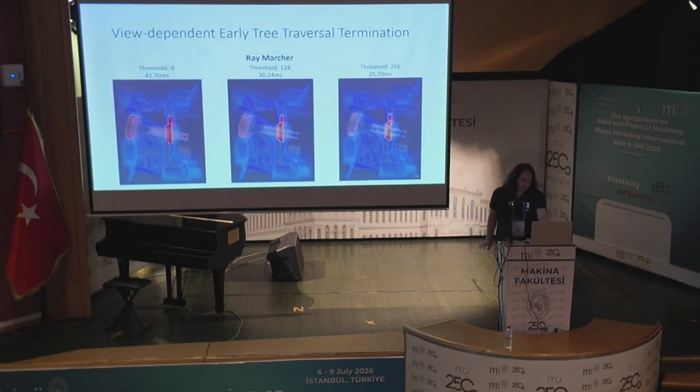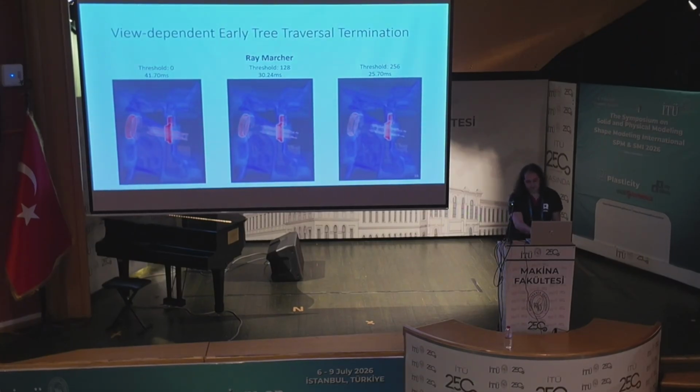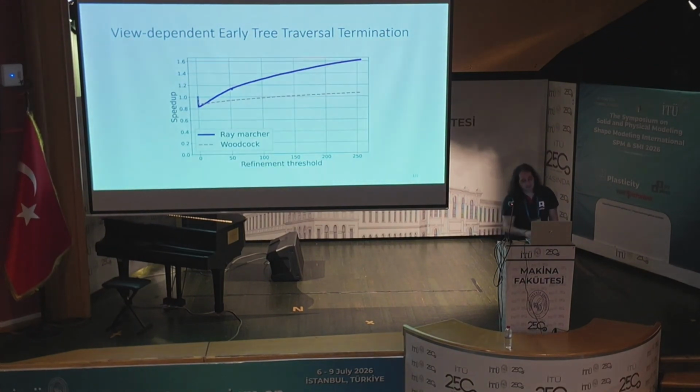So we have dependent early tree traversal termination, and we tried some threshold values. As we increase the threshold, we terminate the trees from higher up, so less depth, and you can see we are speeding up the rendering, but we are losing some of the details. It is the same for Woodcock, but for Woodcock we are getting less benefit from early tree traversal because Woodcock takes fewer samples on average.